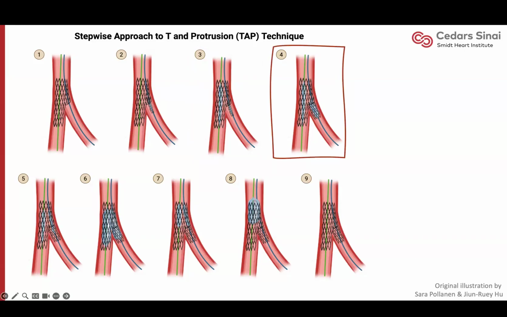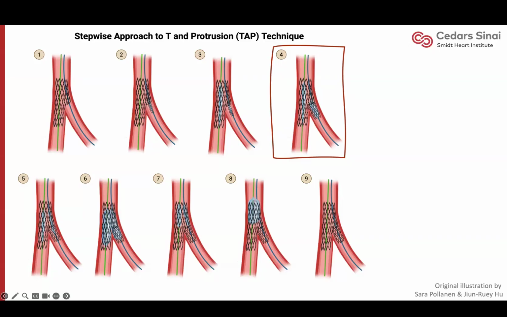Fourth, you'll pull back the side branch stent such that it protrudes minimally, 1 to 2 millimeters, into the main vessel. Deploy the side branch stent. You'll then perform an angiogram to verify that there is no distal dissection that would require the delivery of a second stent into the side branch.